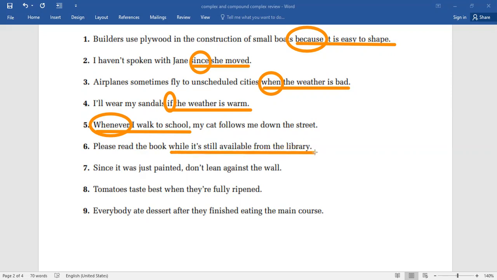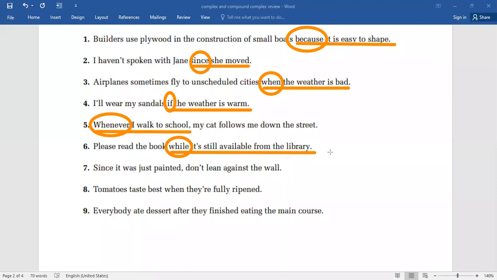Good job, Adam. And what does it start with? While. Perfect, Adam. And what is while? Relative pronoun or subordinate conjunction? Subordinate conjunction. Yes, good job. Perfect. Okay, how about Ahmad?